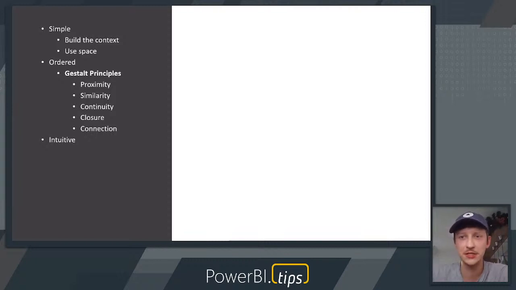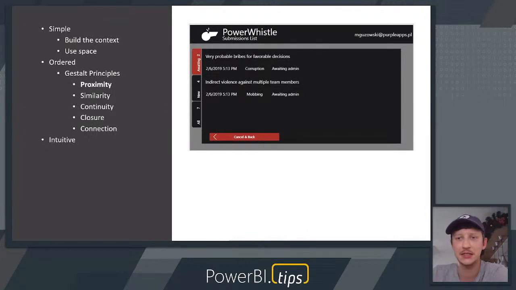So the first principle, the proximity rule, says that elements which are close together seem to be a group, and we have a tendency to connect that information together. So if you see the screen, you will probably, at first glance, identify 4 rows of information.